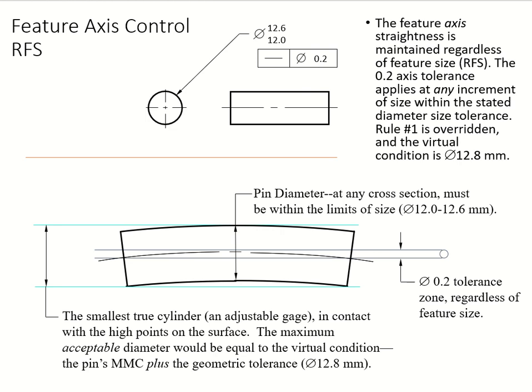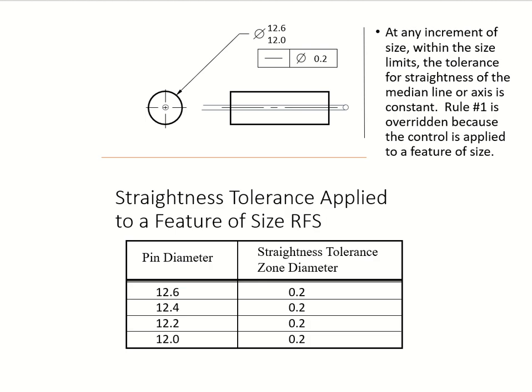And of course you override Rule number 1. Your virtual condition, you add it up, 12.6 plus 0.2, so you get 12.8 for that RFS. Okay, and then this is your table again, going from 12.6 all the way down to 12.0, and we're going to go each one of them 0.2 down. So what are we doing? We are applying the tolerance, which is this straightness tolerance. That's what it's saying, straightness tolerance. We're going to apply it to the feature because that's your feature size, 0.2 each, each unit you go towards your LMC.